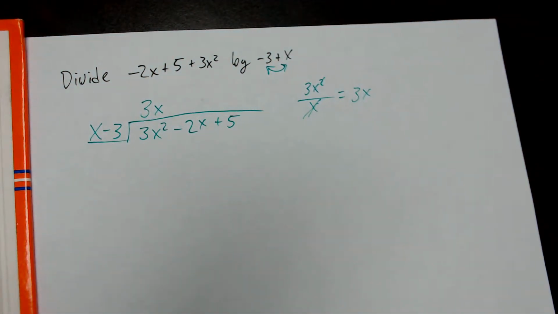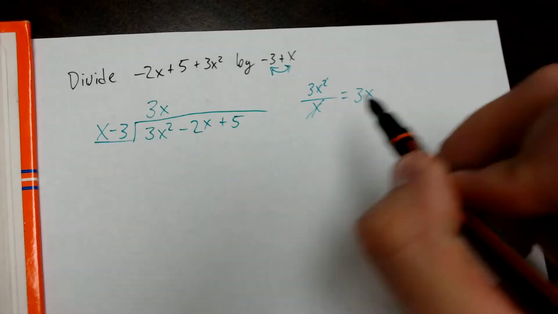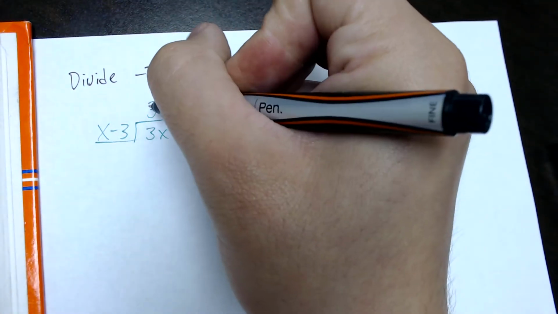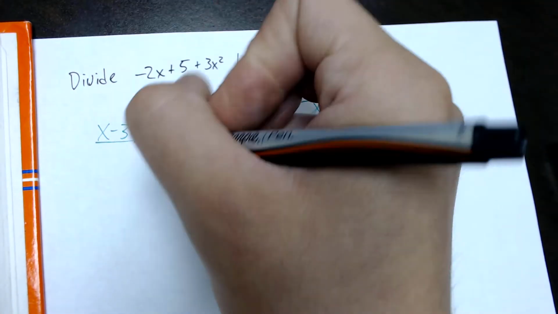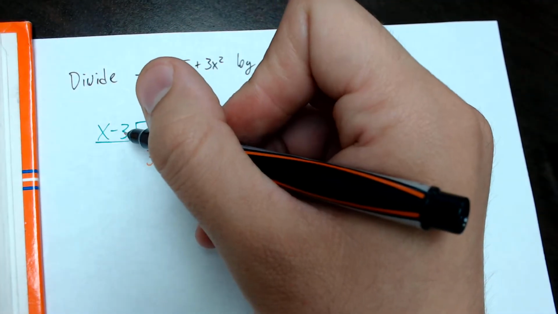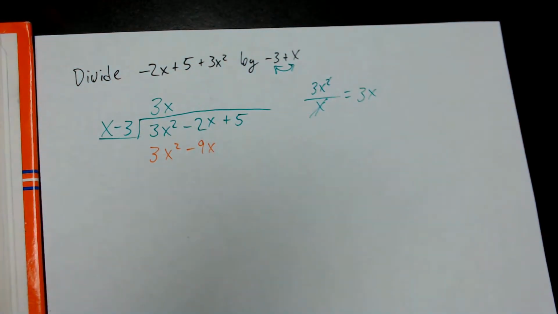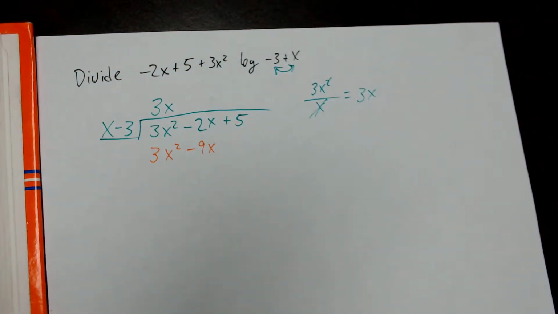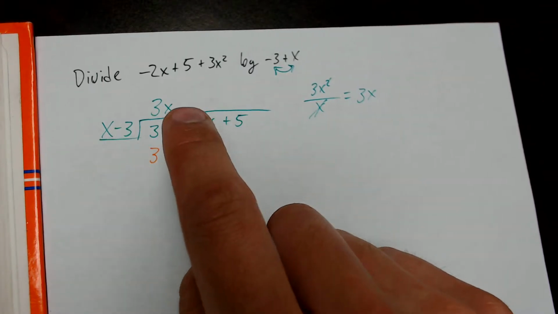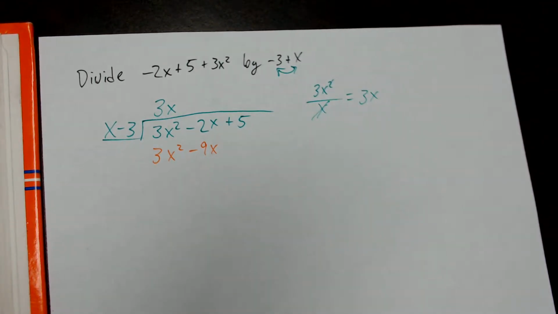Next step I'm going to do is multiply. Once I've got this top number, which I get through division, I multiply. Now when I multiply, I have to use distributive property. So 3x times x gives me 3x squared. 3x times negative 3 gives me negative 9x. So far the steps of division have not changed. We're just applying rules that we know, like distributive property, multiplication of polynomials, division of polynomials, stuff like that.